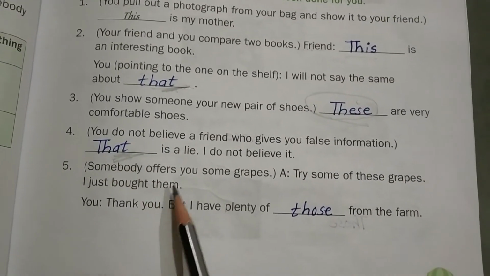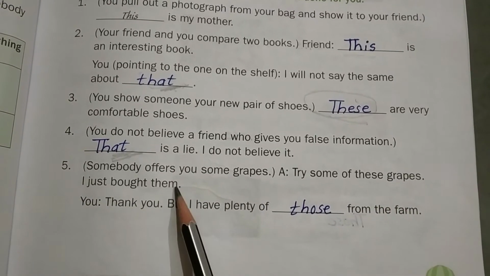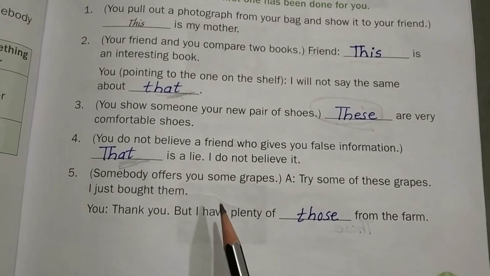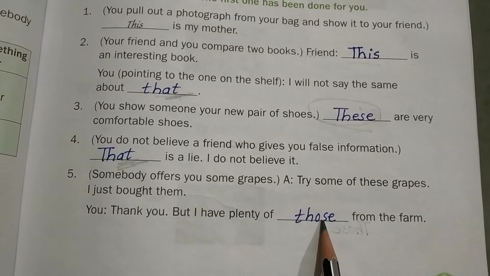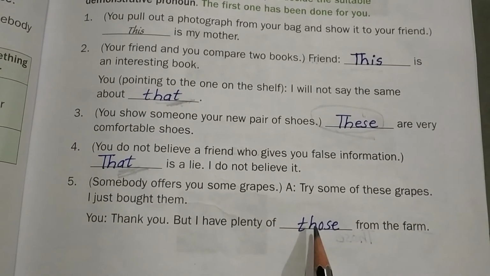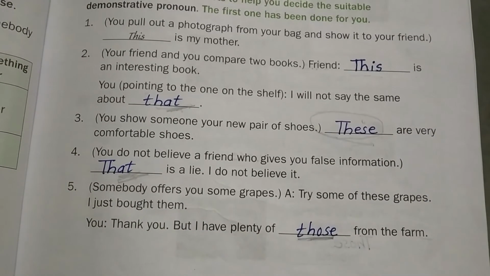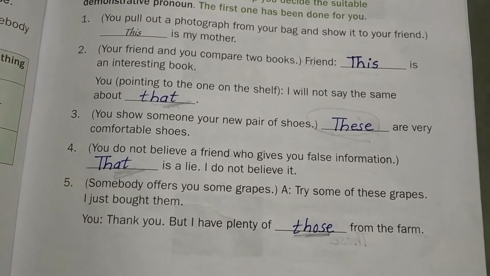Five. Somebody offers you some grapes. Try some of these grapes. I just bought them. You: Thank you, but I have plenty of those from the farm. The farm is away from you. The grapes are in the farm. And here, those. Why? Plural. Okay, that's why. Now, let's turn the page.